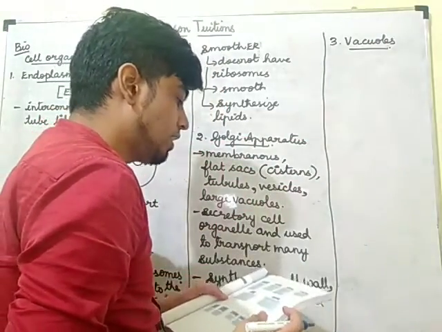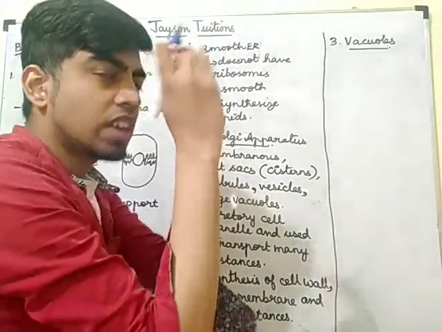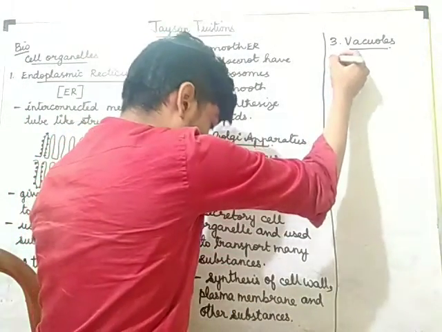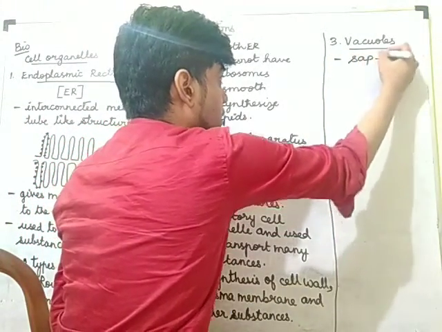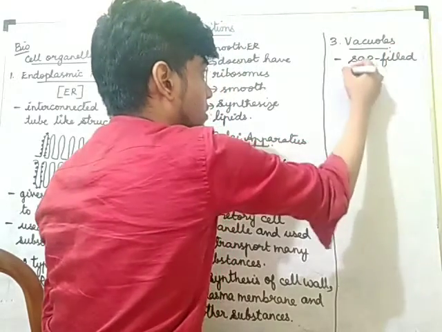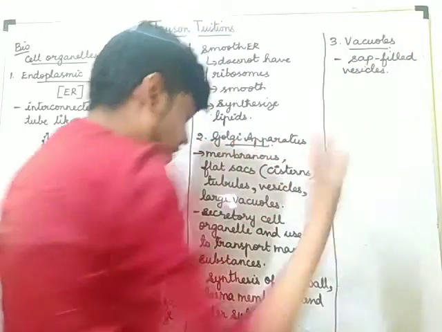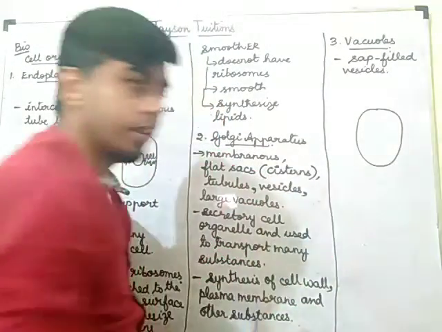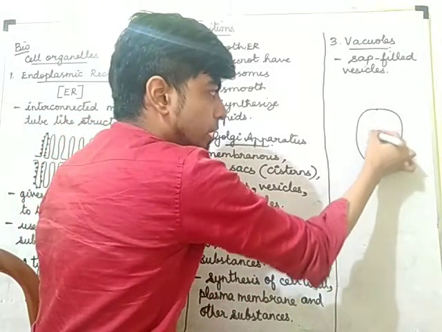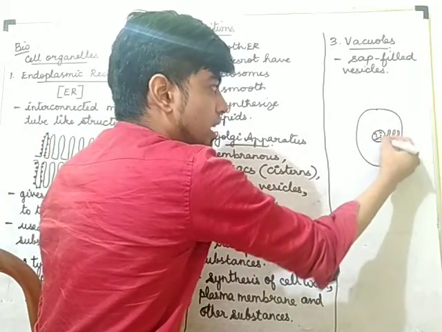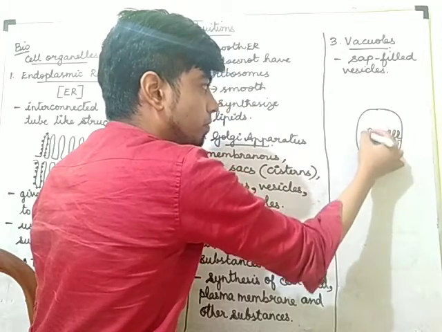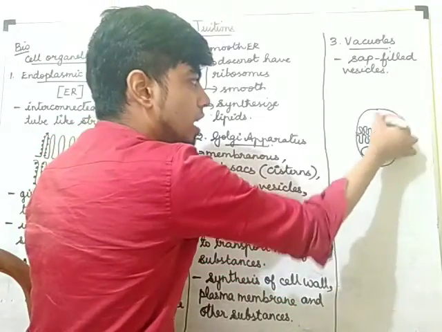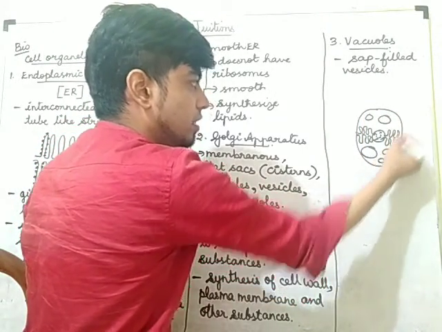So what is this vacuole? Vacuoles are large holes which are present inside the cell. So, sap filled vesicles. Suppose if this is a cell, in this cell nucleus will be present, endoplasmic reticulum will be present, and inside this many large holes will be present inside the cell.